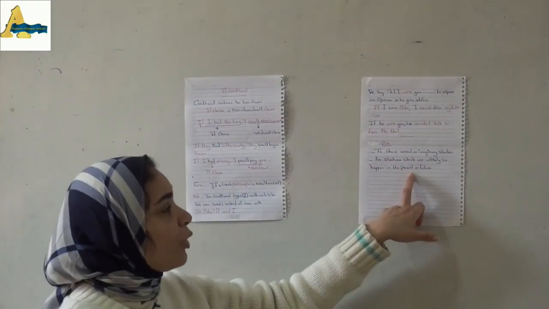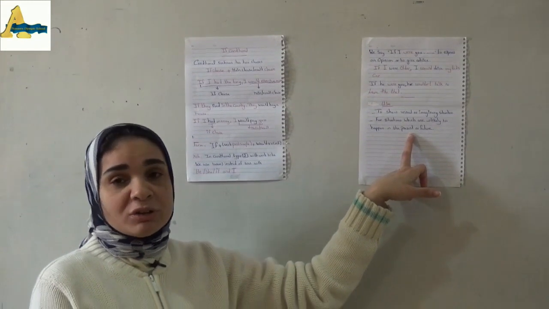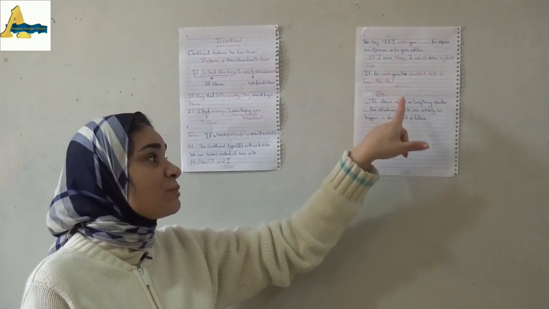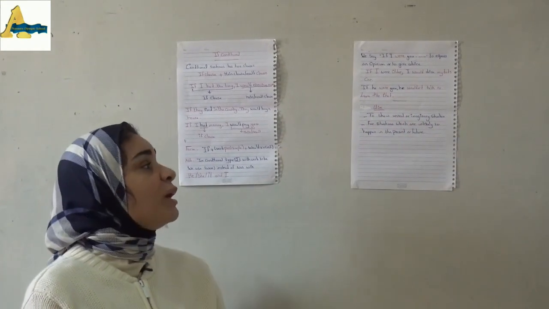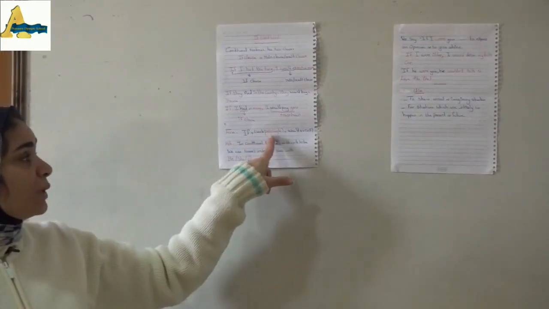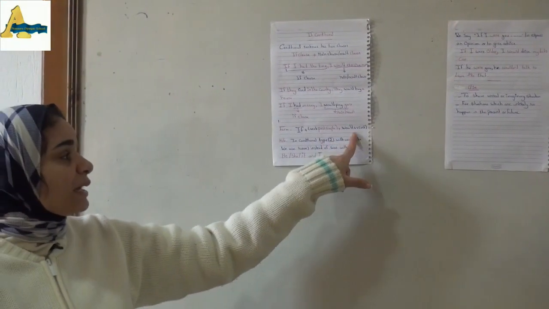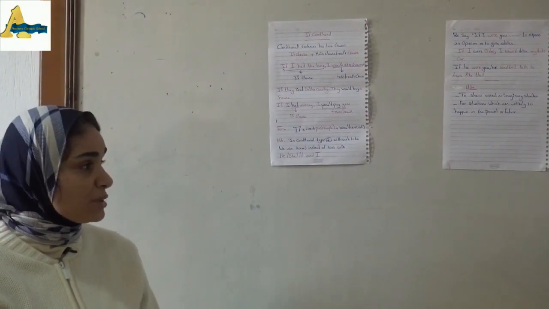So this is an important part, to know the usage of the if conditional, because you have to know that you will use it when we are talking about an unreal and imaginary situation. So in the if conditional, we have to put the verb in the past simple with if, and in the second sentence, would and the verb in the infinitive.